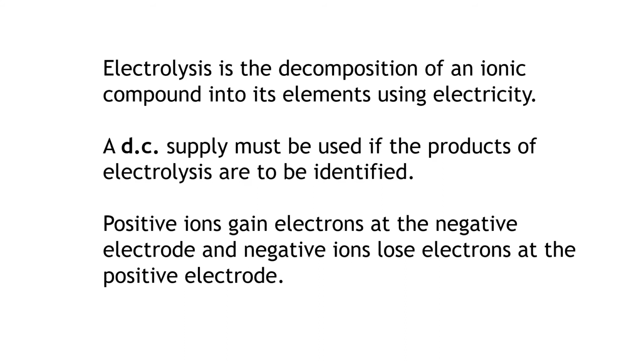These are from the SQA learning outcomes for electrolysis, so you need to know the definition of electrolysis, i.e. it's the decomposition of an ionic compound into its elements using electricity. One thing I didn't mention is that a DC supply, a direct current supply, must be used if the products of electrolysis are to be identified. So you only get one metal formed at one electrode and one non-metal formed at the other electrode, for instance. The positive ions, remember, gain electrons at the negative electrode, and negative ions lose electrons at the positive electrode.